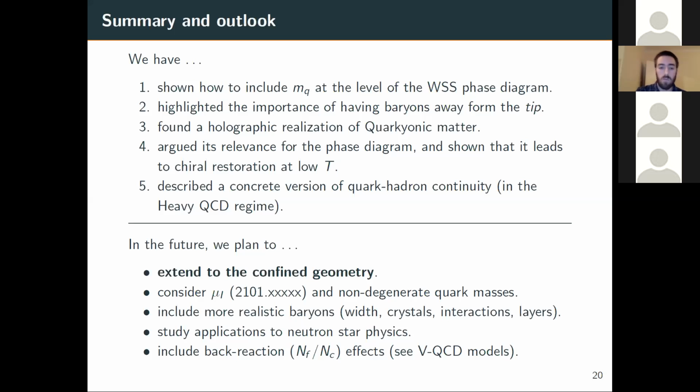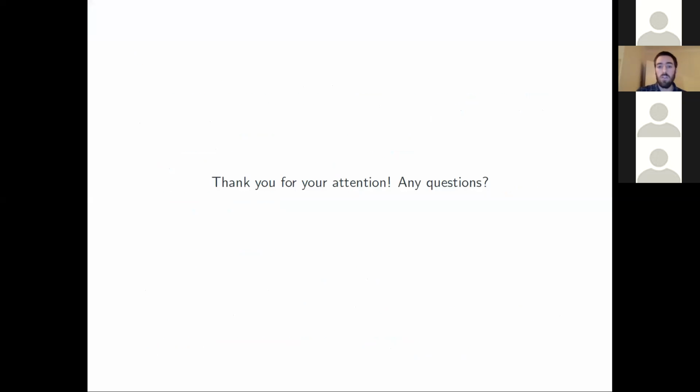I want to study the applications of neutron star physics directly, and this is a very hot area of research right now, and there are various people really applying holographic things directly to compare with the observations about gravitational waves from neutron stars and not only gravitational waves. And as I was saying to Gaston, to include some effect of back reactions, NF over NC, or maybe 1 over NC, for example, understanding the difference with these PQCD models and so on. And that's it. Thank you for listening.